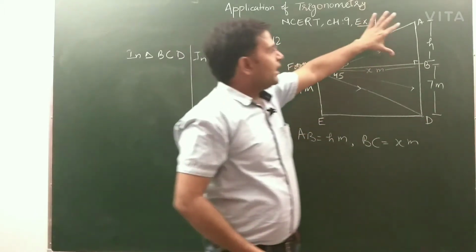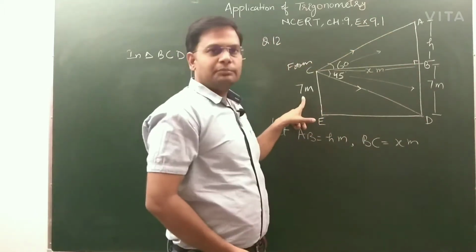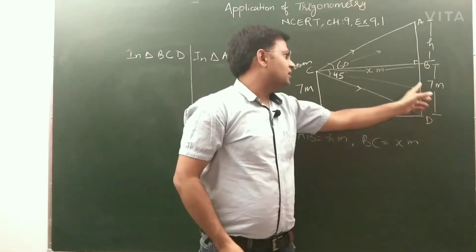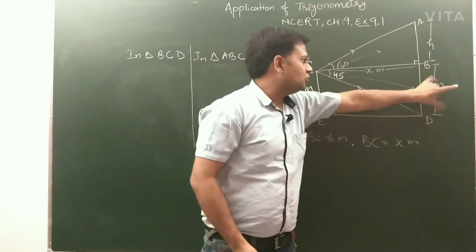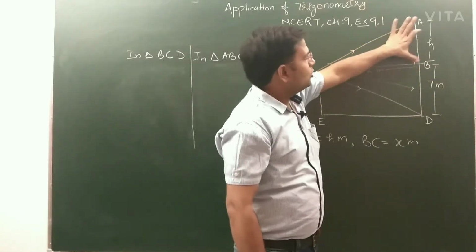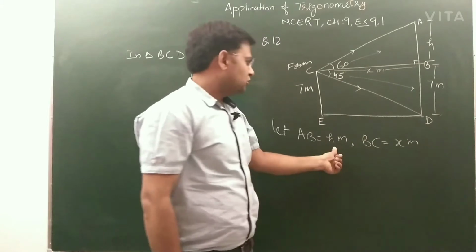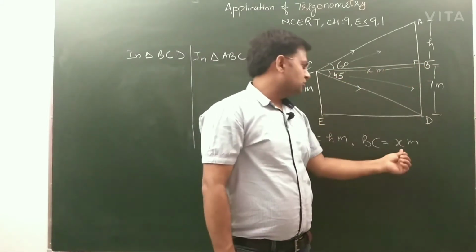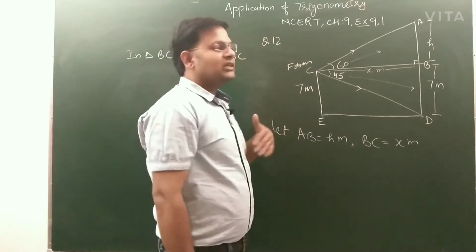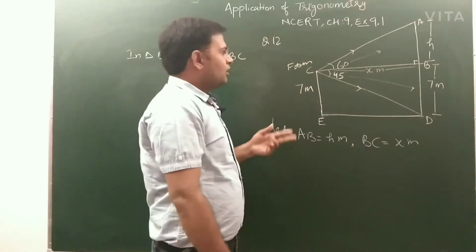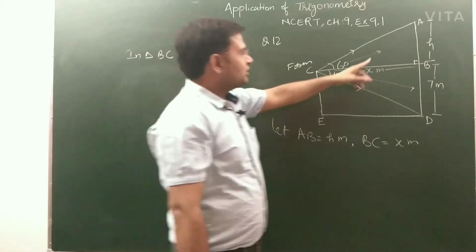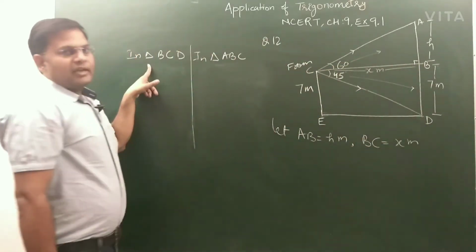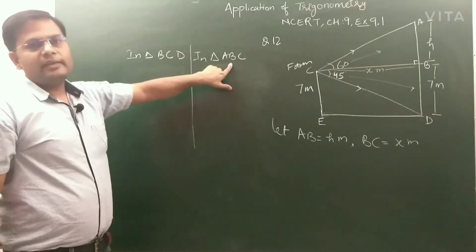So we assume AB is 7 meters, so this will also be 7 meters because this is a rectangle, and the opposite sides are equal. This is unknown to us, so we assume it as H meters. This BC is also unknown to us, so we assume it as X meters. And as I told you in the two golden rules, we'll take two right angle triangles, which you can see: triangle ABC and triangle BCD.